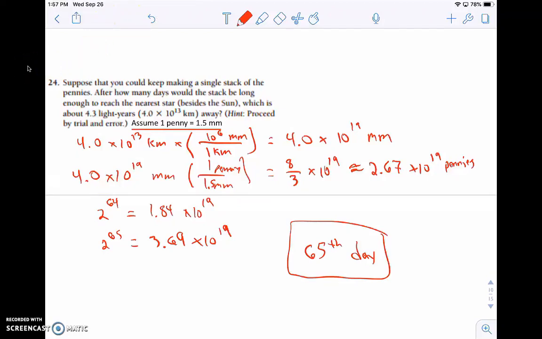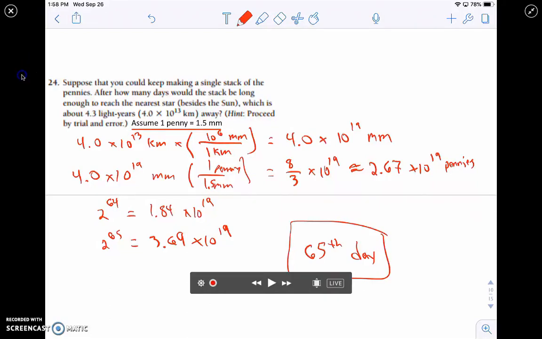So again, you can see just how fast this grows. And if you think about it, on day 66 it doubles again, so on that next day, that doubling would bring you all the way back to Earth. It's kind of an interesting concept to think about.